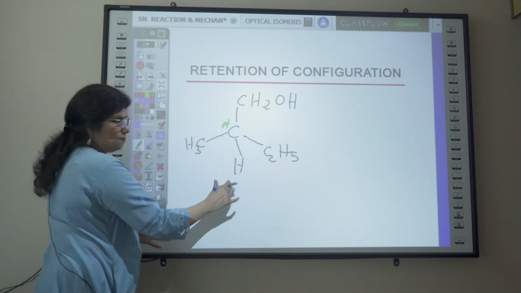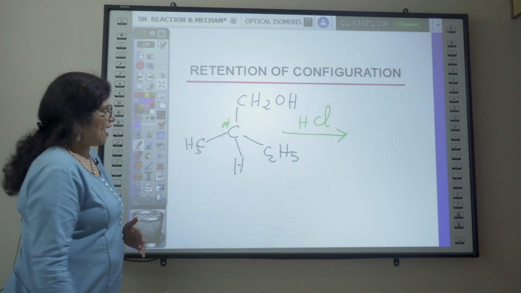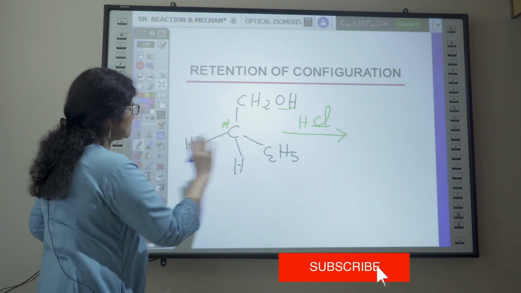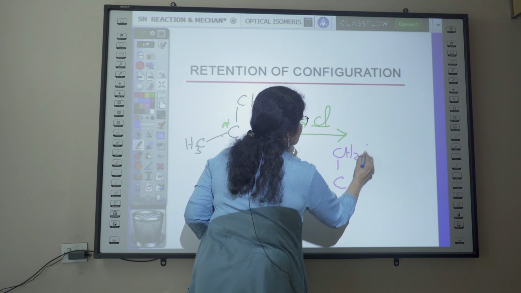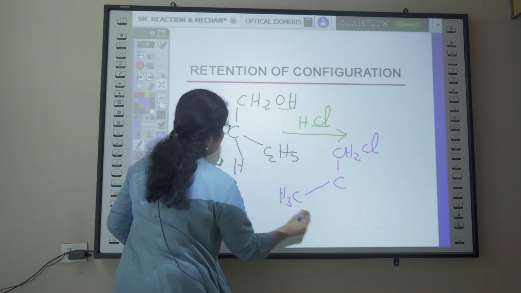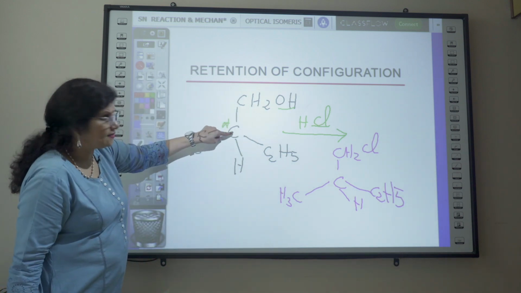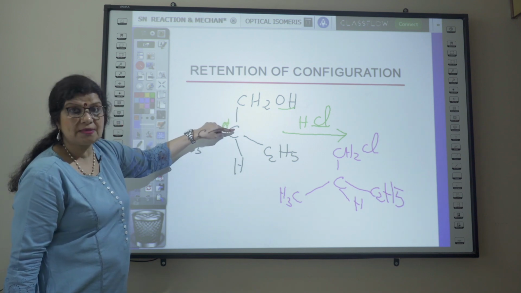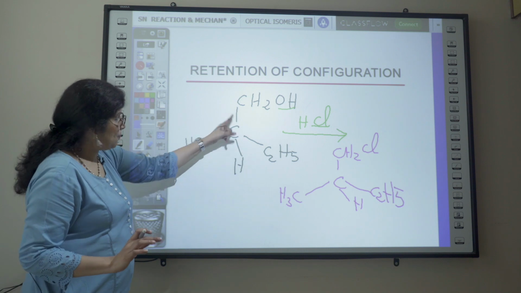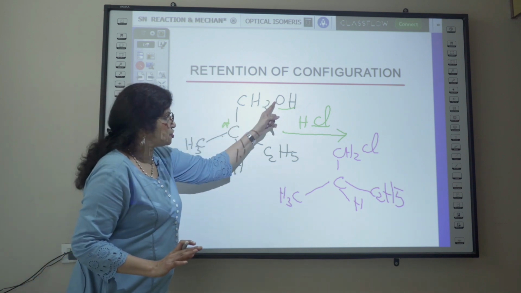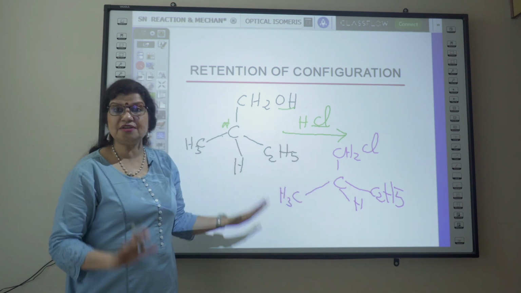Now when this chiral compound is subjected to a reaction with, say, HCl, the OH will be replaced by chlorine. So what is the product we get? We get the product as CH2Cl, and the other groups are CH3, H and C2H5. So what has happened here is that none of the bonds attached to the asymmetric carbon is broken. The bond which is broken is this C-O bond, and this is not an asymmetric carbon. So when the bonds around an asymmetric carbon are not broken, the OH is replaced by the other group, chlorine, without any change in the spatial arrangement. Now this is referred to as retention of configuration.